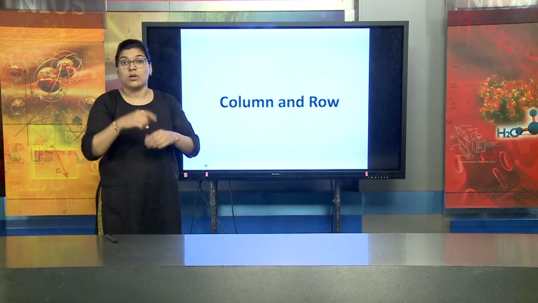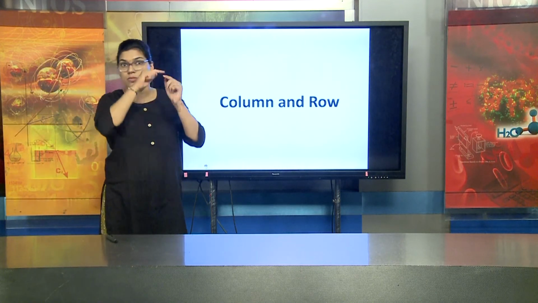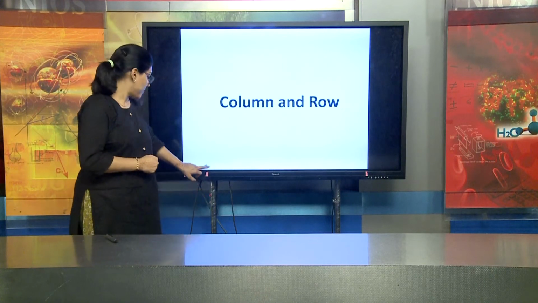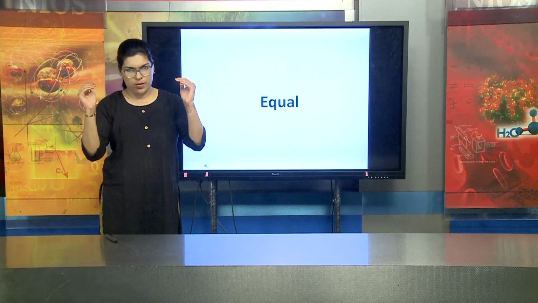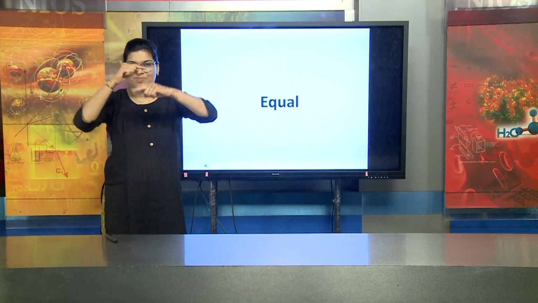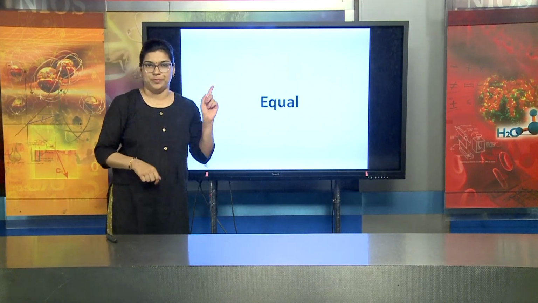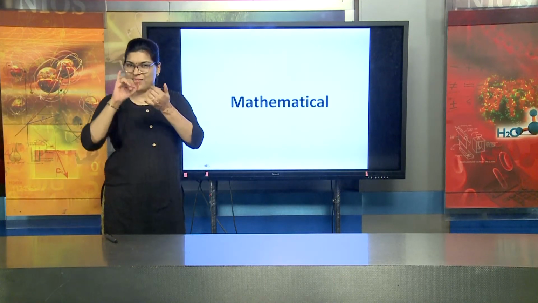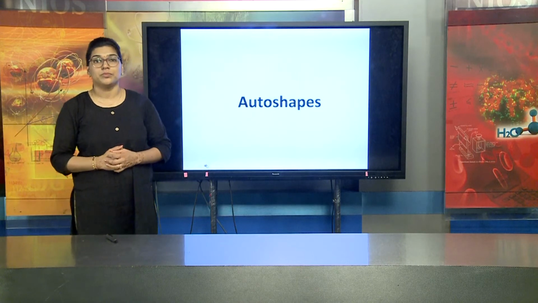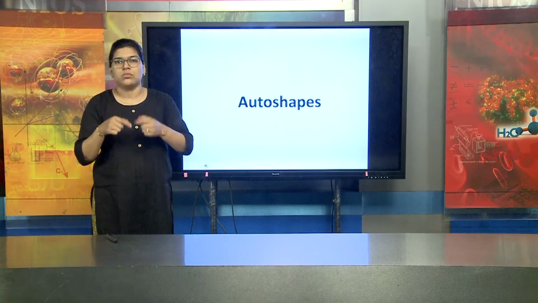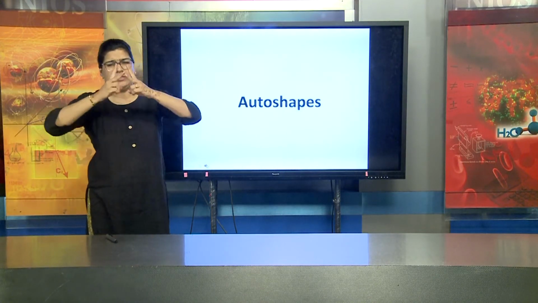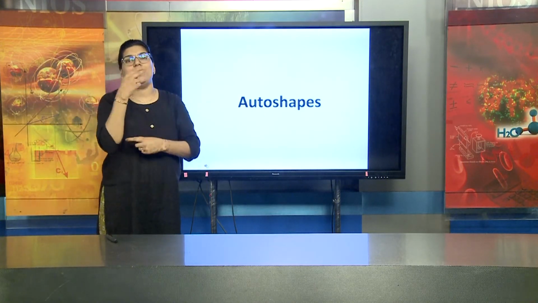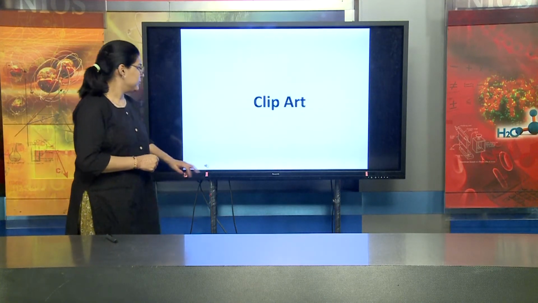This word is column and row. In Excel sheet, see column which is vertical and rows are horizontal. This word is equal. It means something which is just equal to the other. This word is mathematics, mathematical. This word is auto shapes. There are different kinds of shapes available. Sometimes the balloon shape, the bubble shape, square, rectangle, all these shapes are known as auto shapes.